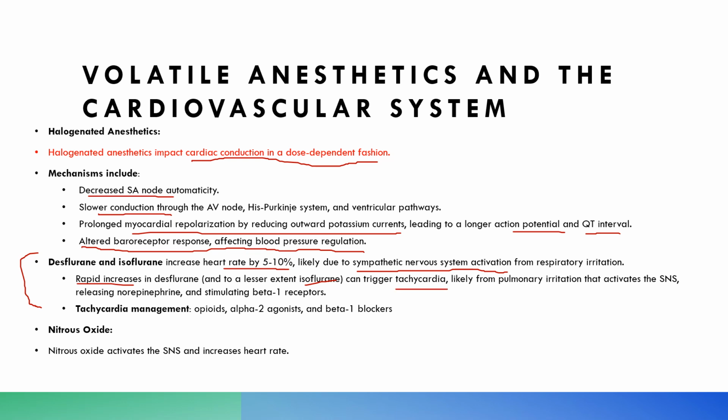All right. Usually this is managed through opioids, alpha-2 agonists, and beta blockers. So sometimes this response, like if we were to only give desflurane and isoflurane, we would see this. But a lot of times we've already given the opioids. A lot of our patients are on beta-1 blockers. And sometimes we give some Precedex before we go back as well. So you may not see this 5 to 10% increase. As we discussed previously, nitrous is going to activate the SNS and increase the heart rate.